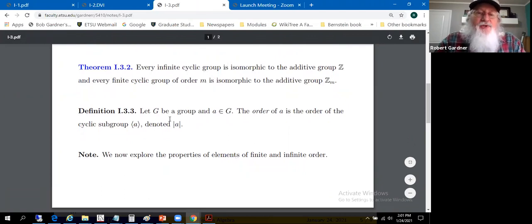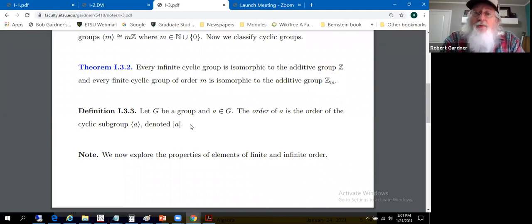Definition of the order of an element of a group. Let G be a group and A an element of group G. The order of element A is the order of the cyclic subgroup generated by A, denoted with absolute value looking symbols, just like we used when we talked about the order of a group.